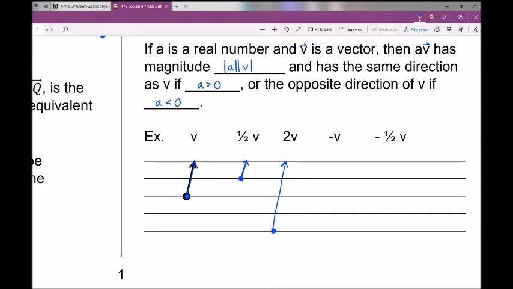Okay. Now next we have negative v. So what that negative tells us is that the direction is going to flip, but it will have the same magnitude as our original vector. So it will still be 2 lines long, but instead of pointing up, we're going to make it point down. So it might look like that. Okay, and finally we have negative 1/2 v. So this means that we're going to flip the direction as well as multiply by 1/2. So we'll have a vector pointing down that's half the length of v. And so that would look like that. Okay, so that's just a little geometric way of how scalar multiplication works.